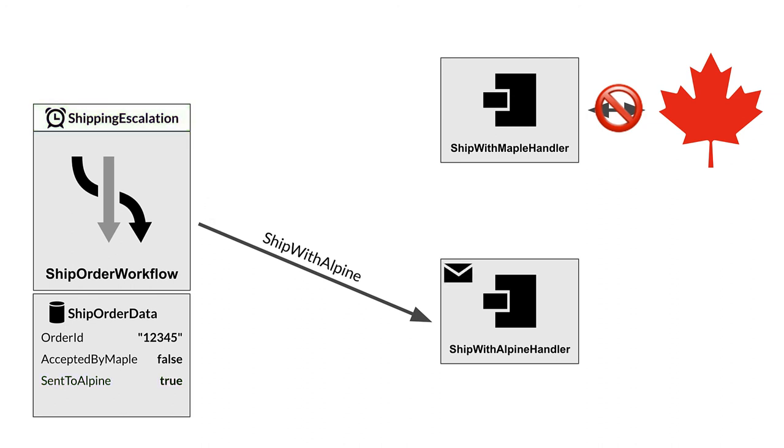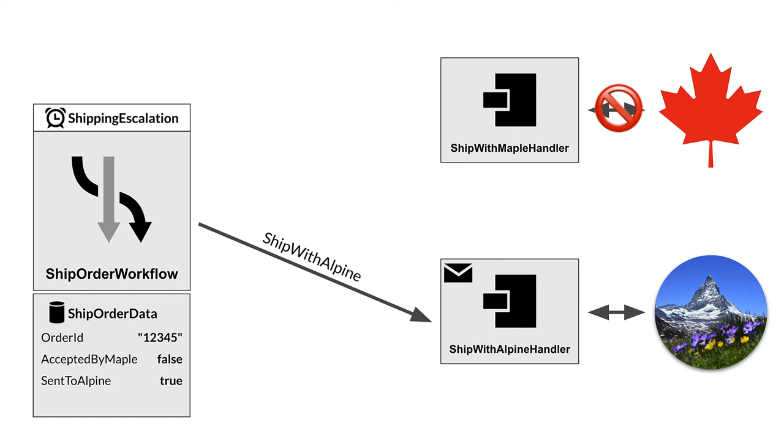Now, the ship with Alpine handler is processing the ship with Alpine command. It will communicate with the Alpine web service, and if successful, reply to the Saga with a shipment accepted by Alpine message. When the ship order workflow receives this reply, it will update its Saga data to show that the shipment was accepted by Alpine. Once again, now the order has been shipped, but this time with the backup carrier, and our job here is done.